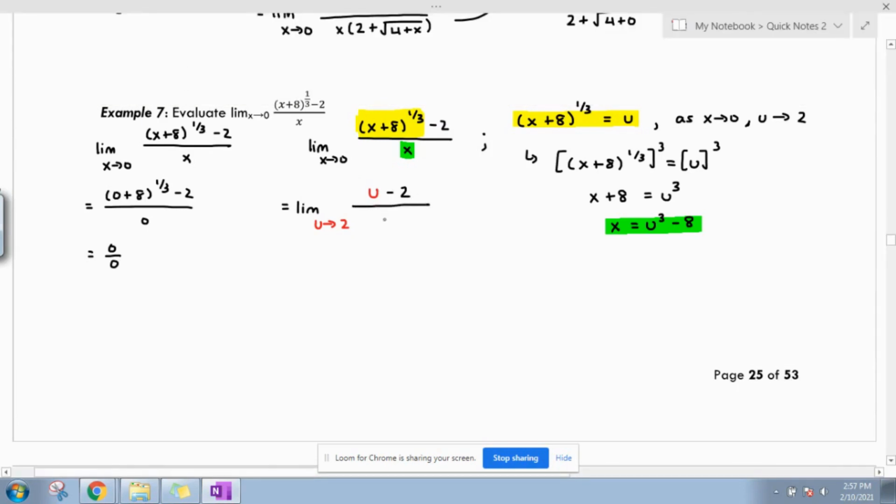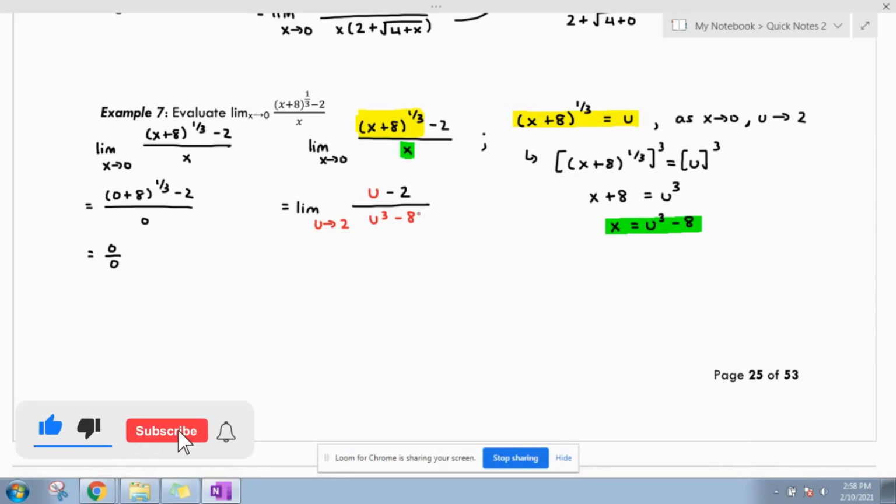Rather than x, I'm doing u cubed minus 8. That's what we're talking about: doing a change of variable, or substituting a variable in. The new limit that we have there in terms of u is a much more approachable limit than what we had originally. So now when I take a look at it, if I do direct substitution, it's still going to be an indeterminate form.